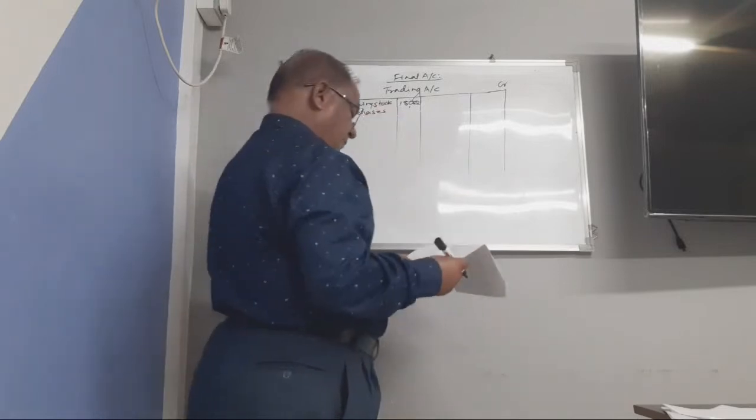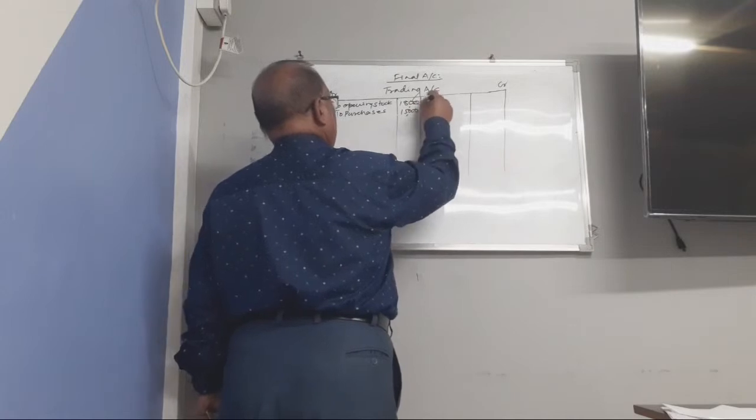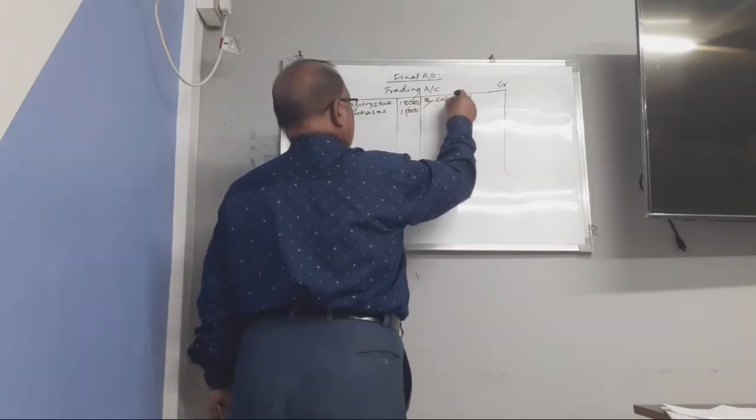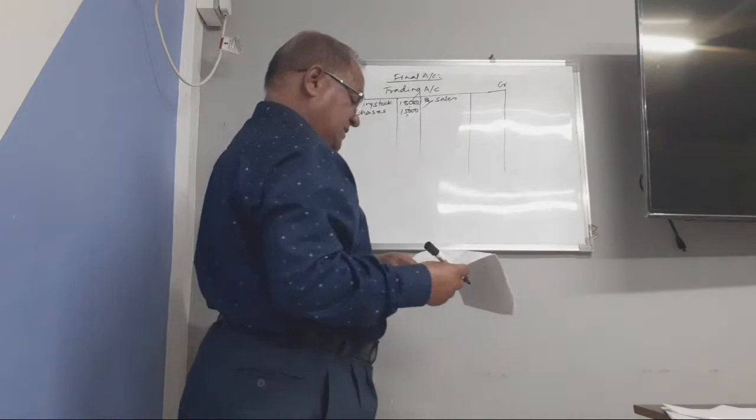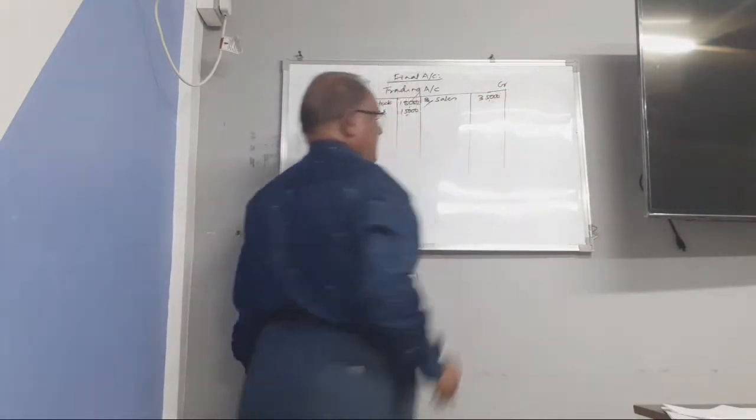Purchases, that is 15,000. And here I will write the sales. Sales go to the credit side. The sales amount is 35,000. There are no returns with respect to purchases and sales.